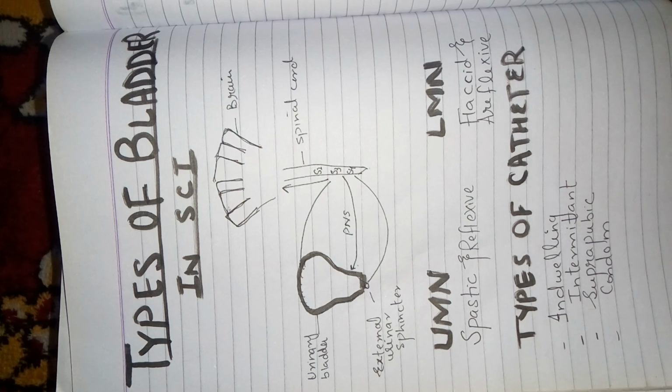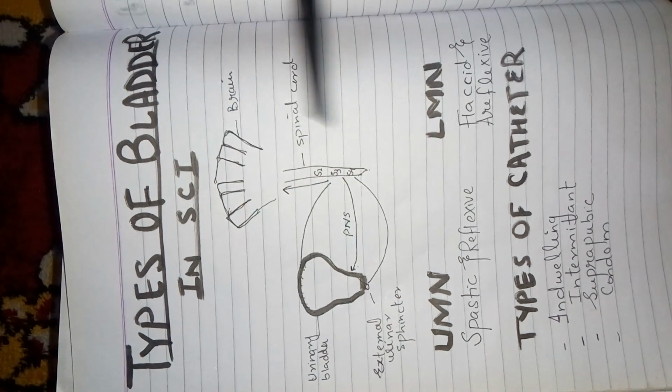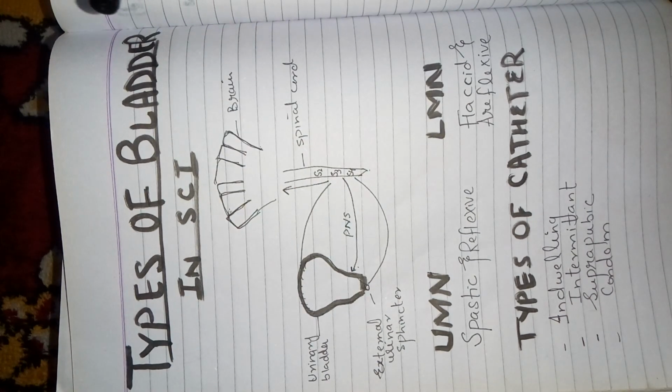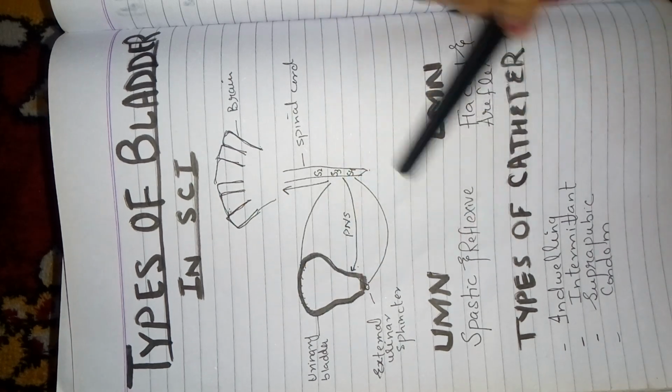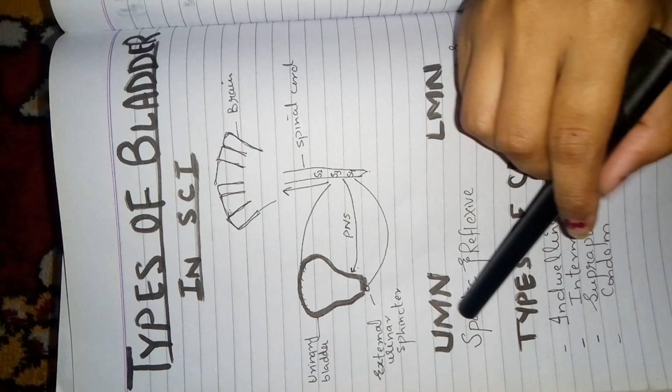Before going into detail about the types of bladder and how a bladder can be affected in a spinal cord injury patient, we need to understand the normal phenomenon of micturition or urination, that is called the micturition reflex. So here I have made a sketch where I'll try to help you understand how the normal micturition reflex works. So here it is the urinary bladder, this is the spinal cord, and here's the brain.